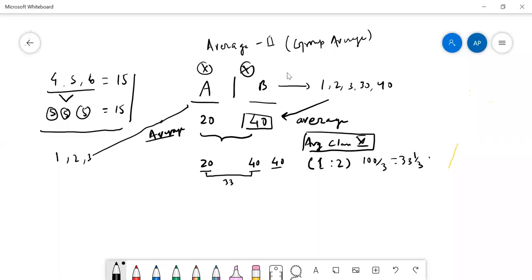33 1 by 3. What if I have taken an equal number of students, like section A has one student and section B also has one student. So in this case, the ratio of students that I have taken from both of the classes is 1:1, and now the average of these two groups together is 60 by 2, 30.